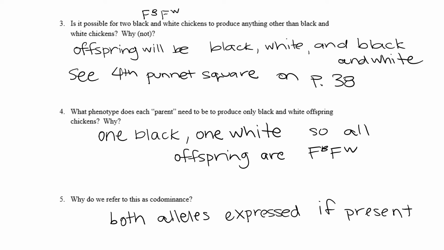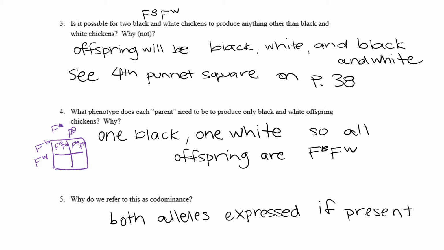What phenotype does each parent need to be to produce only black and white offspring? In order to have all of the babies be checkered, one parent needs to be black, one parent needs to be white. So we have a black parent, FB FB, and a white parent, FW FW. And that just continues, okay? So they're all FB FW. That's the first one that was given on page 38.